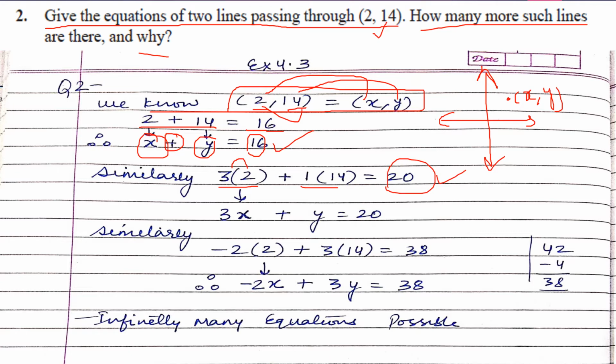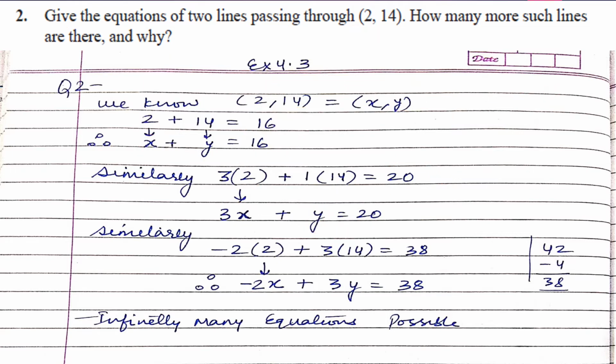Now let's give this equation a variable name. So this 3 will be as it is, 2 can be taken as x, then we have a plus sign, then 1 is normal, 14 can be taken as y, is equal to 20. So this is the second equation.